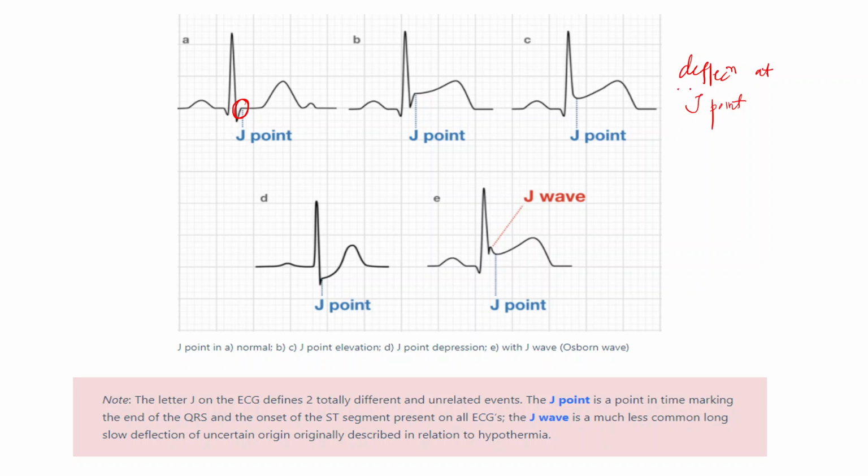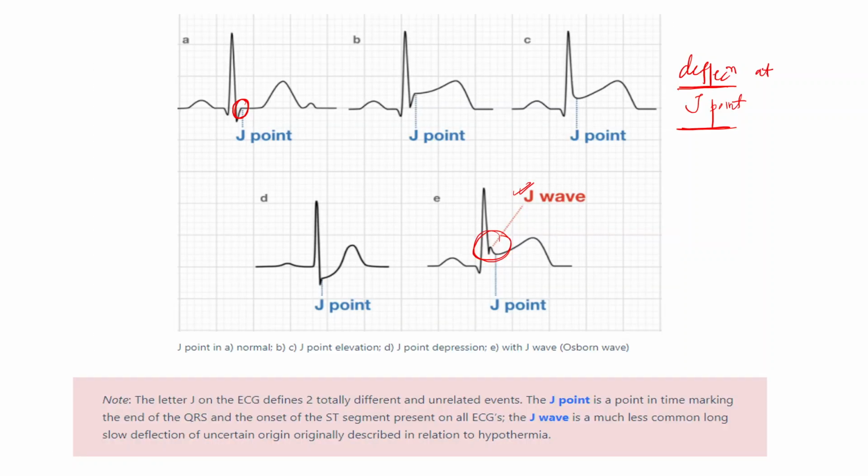Whenever there is an upward deflection, it may produce a wave like this. This is known as the J wave or Osborn wave. This is classically seen in hypothermia, and also it can be seen in hypercalcemia.